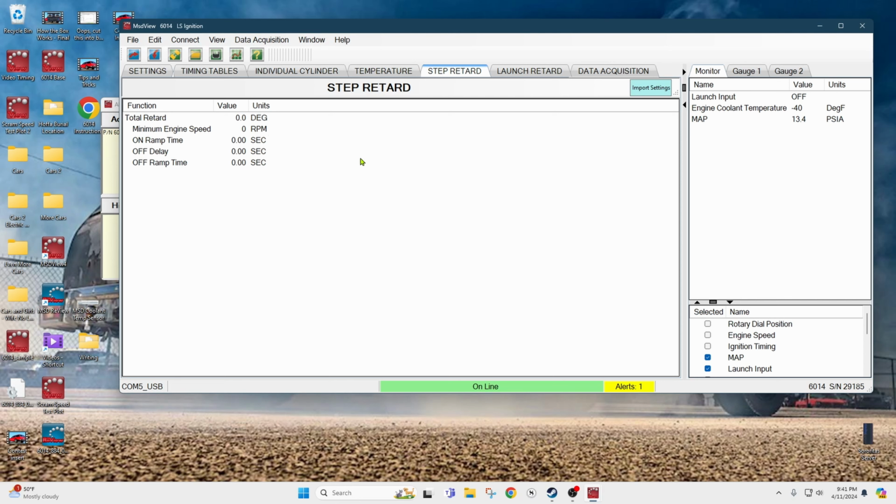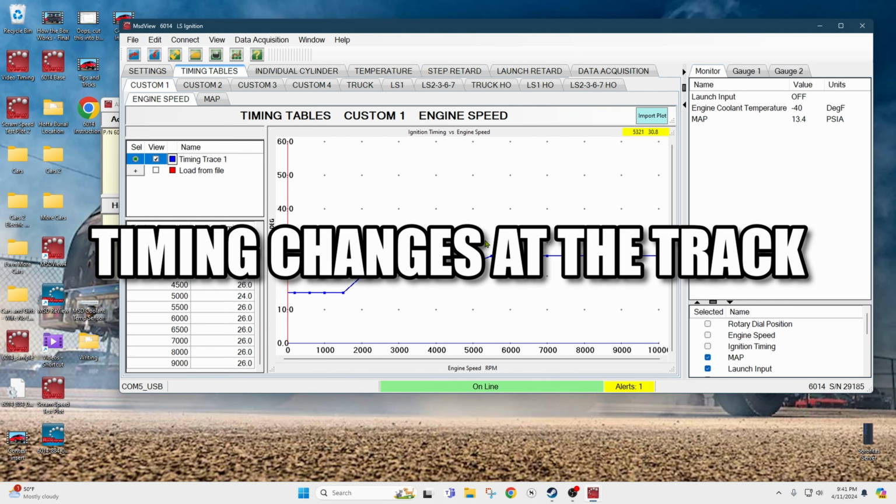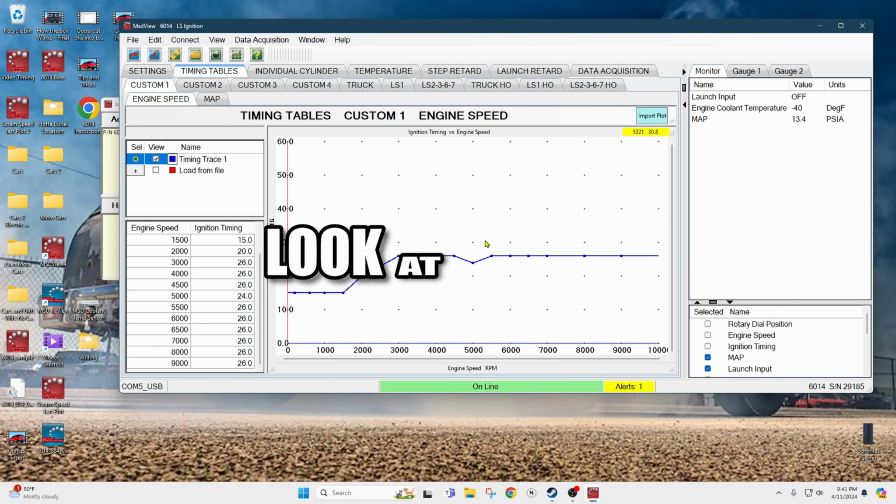Confession time. I don't use this feature in my car. My car's a race car. My car's not a street car. I don't use this feature, and here's why. When I am making my timing changes at the track, I want to be able to look at a table and know what I'm getting. Maybe there's money on the line, or maybe there's just bragging rights on the line or whatever.